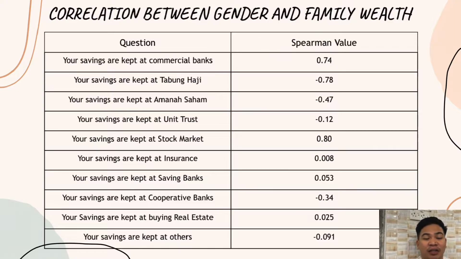Savings that are kept at buying real estate show positive interaction with Spearman value 0.025. And lastly, savings that are kept at other show negative interaction with the Spearman value negative 0.091. However, most of the interactions are near zero, which means almost no interaction.